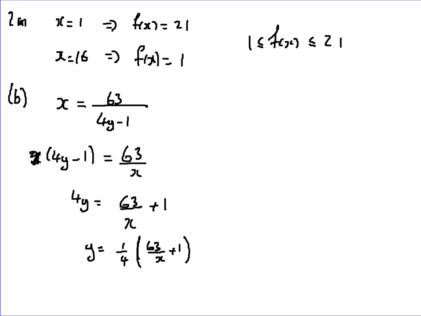Part 2. Solve the equation f to the minus 1 of x equals 1. So what we've then got is a quarter of 63x over x plus 1 equals 1.